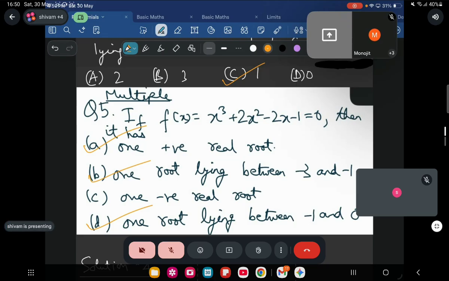Are we sure that only one root is lying between minus 3 and minus 1? Because see, the polynomial is cubic. So it should have how many zeros? 1 is already over there. Achha, 1 root lies between -1 and -3. And 1 root lies between -1 and 0. Understood?